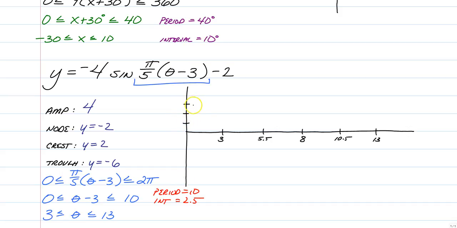And again, we're going to need to sketch up a little bit, and we're going to need to sketch all the way down till we get to -6. And then you can lay out all of your groundwork if that's helpful to you. So we're going to have a crest at 2. We are going to have a node at -2. And we're going to have a trough of -6.